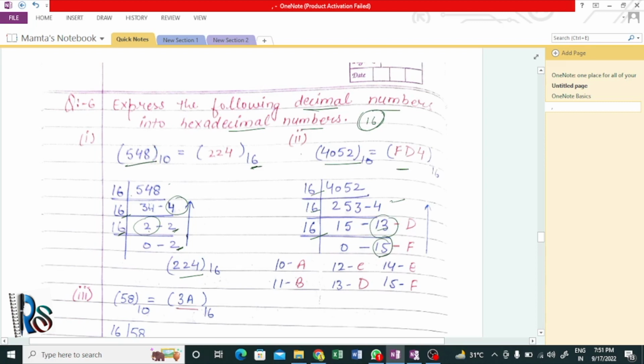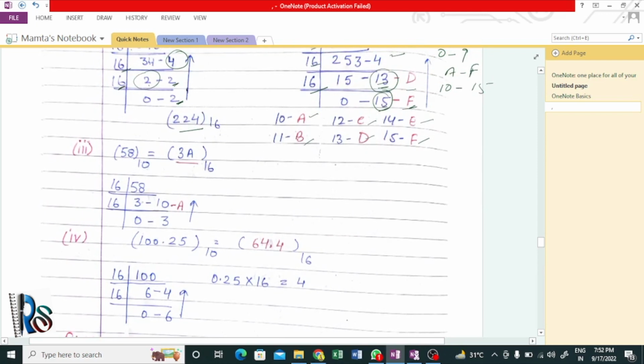As we know, in hexadecimal we have the digits 0 to 9 and the symbols A to F, and these A to F symbols are given to the digits 10 to 15. So for 13 we'll write D, and for 15 we'll write F, as I have written here: 10, 11, 12, 13, 14 and 15. So what number will it be? F, because we start writing from bottom to top. FD4. This is the hexadecimal equivalent of the decimal 4052.